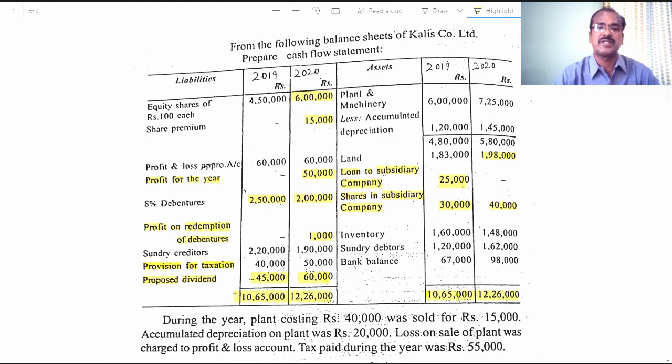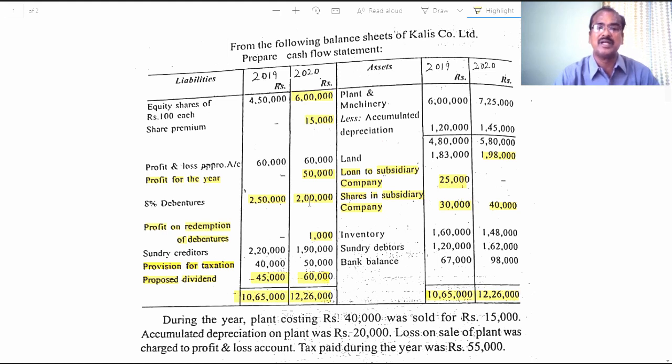Profit and loss appropriation account opening 60, closing 60. You are given the profit for the year separately. It amounts to 50,000 rupees. 8% debentures opening value 2,50,000, closing is 2 lakh rupees. Therefore, they have carried out redemption of debentures to the value of 50,000. In that they have earned a profit of 1,000 rupees which is kept separately.